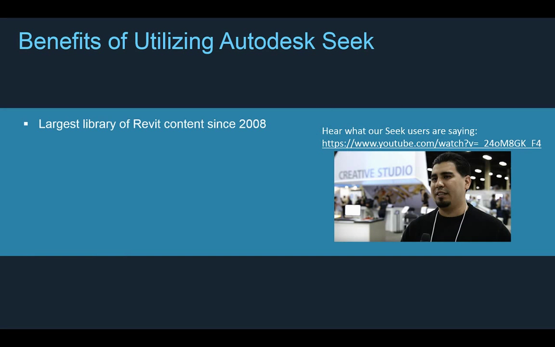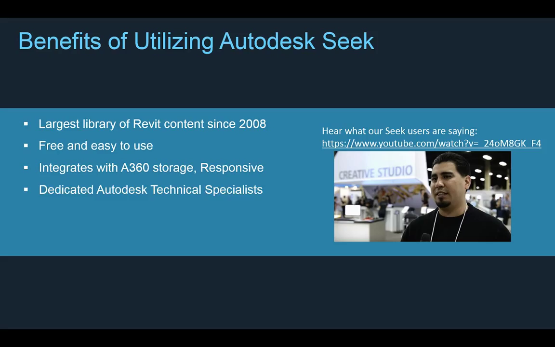There are many benefits of utilizing Autodesk Seek. For one, Seek is the largest library of Revit content and has been since 2008. It's free and easy to use for anybody that has the Autodesk platform such as Revit or AutoCAD. Autodesk Seek integrates with A360 storage and is a responsive website design. This allows for you to look for families on the go, store them in your A360 account, and find them and use them at a later point in time.